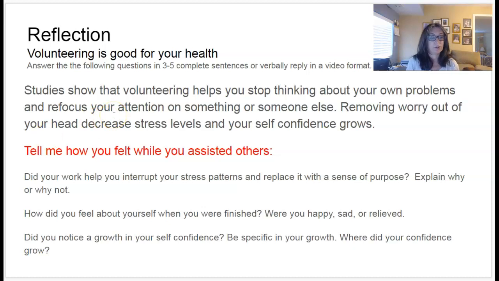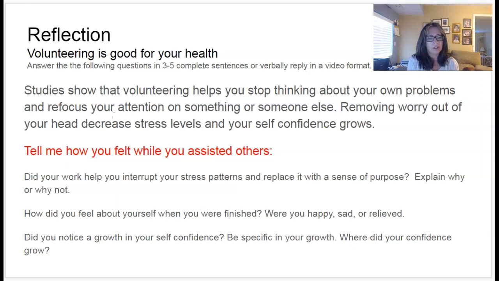So volunteering is good for your health. We talked about that in Module 3. That it reduces your stress. So studies show that you stop thinking about yourself and your own problems when you refocus your attention on something or someone else. So you remove the worry out of your own head, which decreases your stress level, and that will actually increase your confidence. So that's all nicely said, but did that happen?